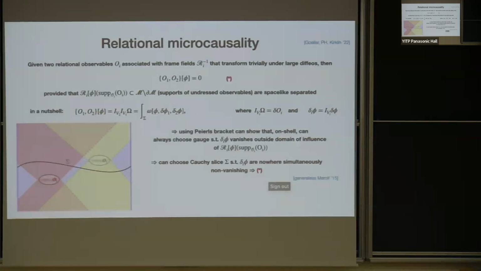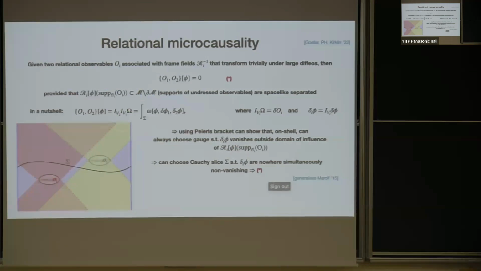It's a covariant Poisson bracket that is equivalent to the structure on the covariant field space and covariant phase space. And you can show that on shell, we're going to be interested in these variations here, and they come from, or are associated with, these different observables. What you can show is that you can always choose a gauge in such a way that these variations vanish outside the domain of influence of the space-time support of these observables.